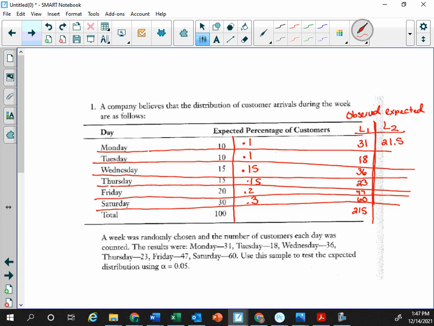Do you guys see that Tuesday is going to be the same thing? All right, what about Wednesday? 32.25. And Thursday would be the same as that. All right, what about Friday? 43, good. And Saturday. Okay. And you don't have to add all of those up, okay? It should be the same.